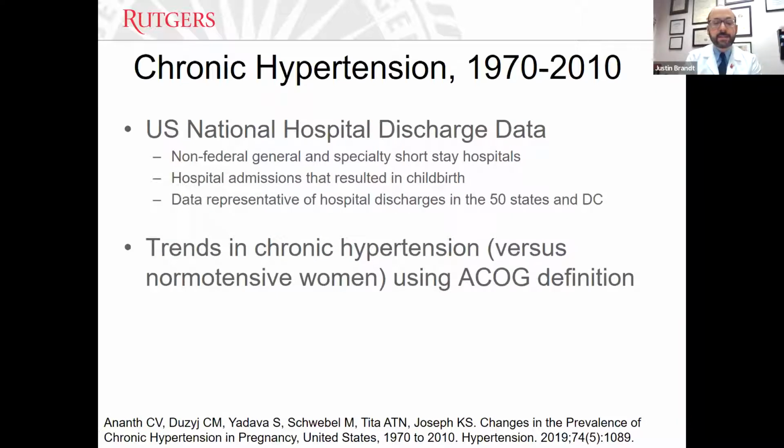What Dr. Nanth did in this study is he looked at national hospital discharge data that included all hospital admissions that resulted in childbirth, and it included deliveries from non-federal general and specialty short-stay hospitals. The data was representative of all hospital discharges in the 50 states and in Washington, D.C. Dr. Nanth looked at the trends in chronic hypertension compared to normotensive women using ACOG's definition of hypertension, again, 140/90.